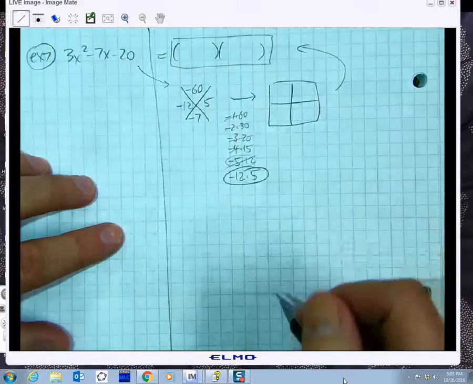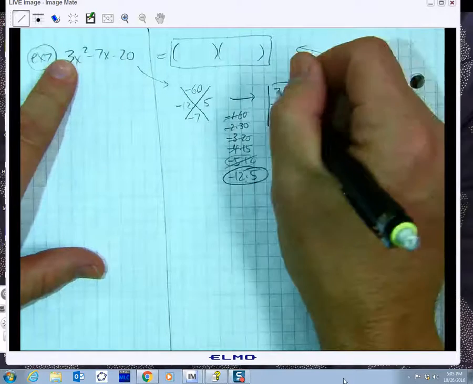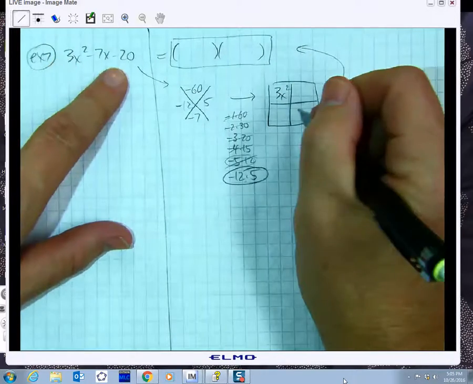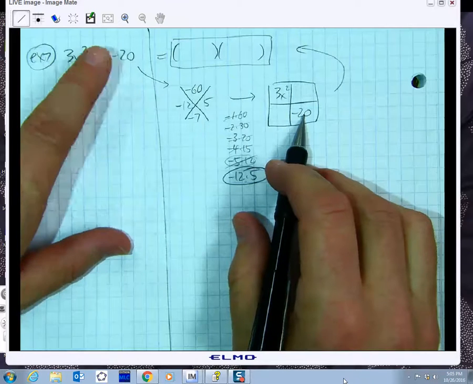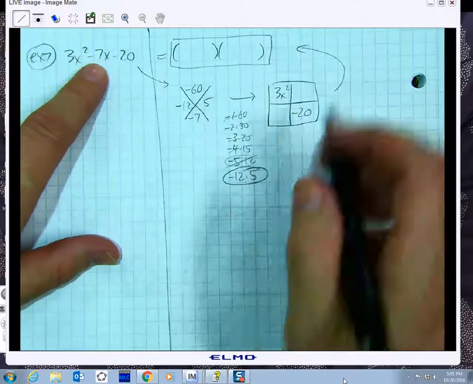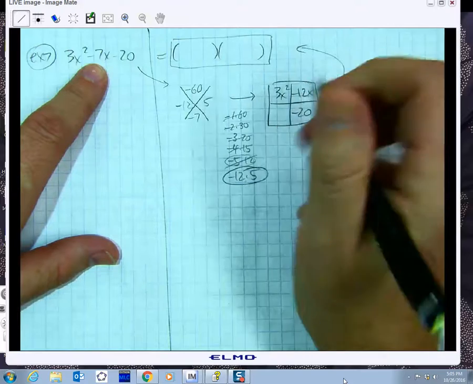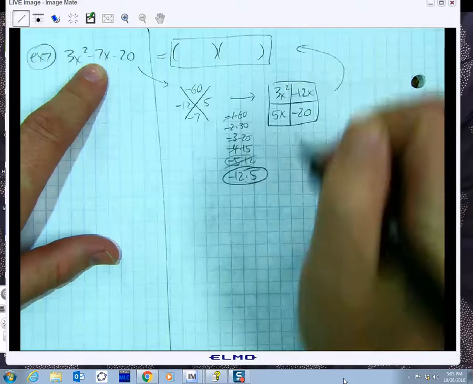Let's take our 3x squared, put it in the top left, and negative 20 in the bottom right. That's how you always do the quadratic and the constant. Next, you break the bx down with the numbers you found. How about negative 12x here and a positive 5x there? Now we factor from the box.